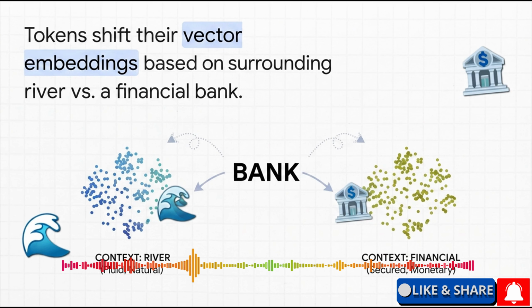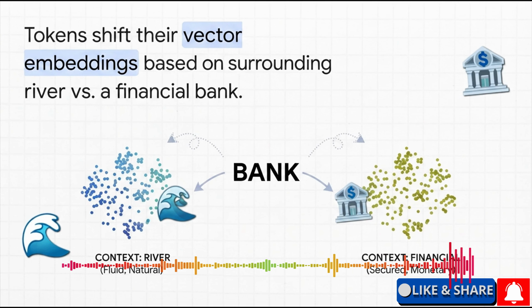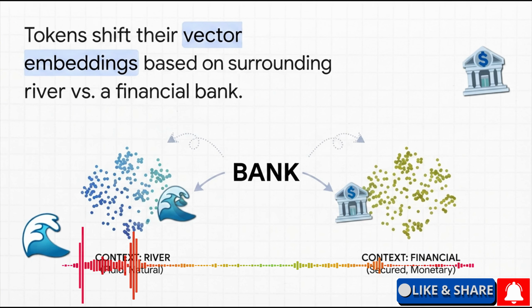But with self-attention, tokens are literally allowed to talk to each other and adjust their coordinates. So if the model sees the word bank next to river, it shifts the vector to mean the muddy edge of some water. But if it sees bank next to ICICI, it shifts the embedding to represent a financial institution. This incredible context awareness is the absolute magic of the transformer.